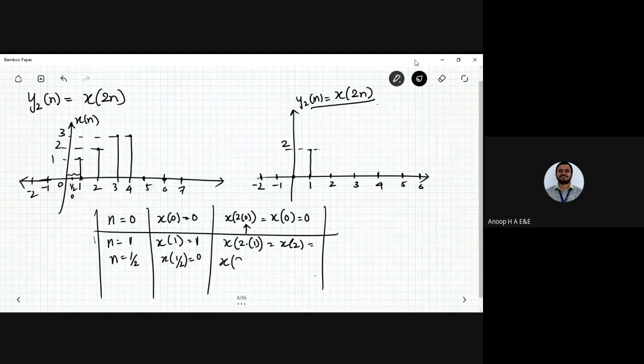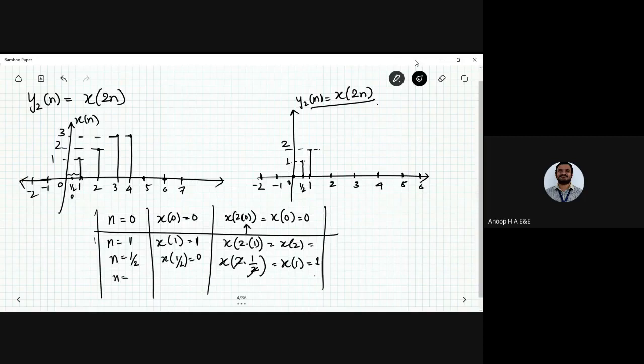Now, x of 2 into 1 by 2. What do I get? That will be x of 1, so that is equal to 1 here. At 1 by 2, I can take the value of the signal to be equal to 1. That is for your understanding of what I'm writing here. So see to it that this is what the value is being specified for.